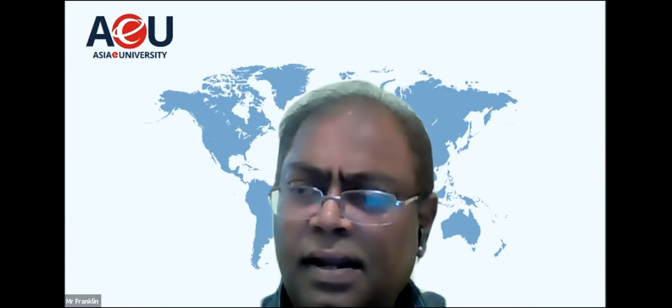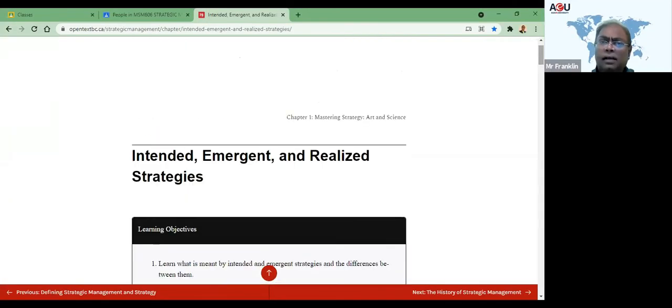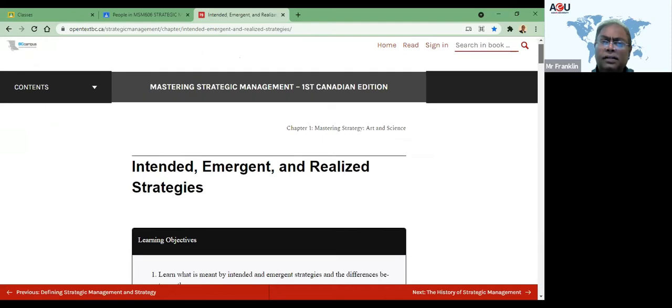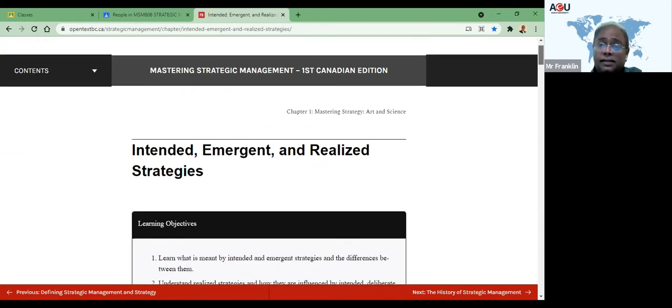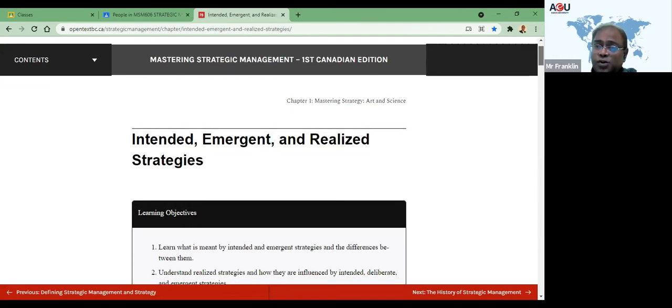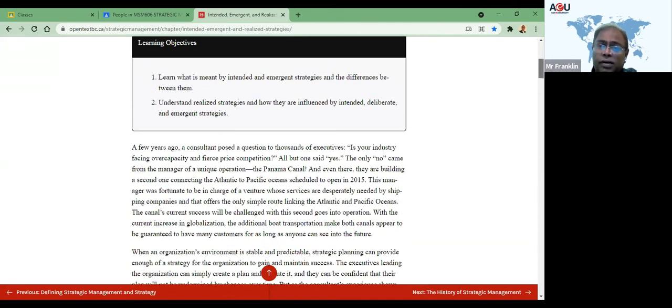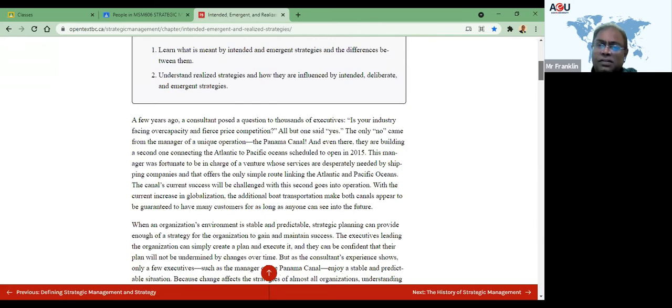There's another article I would like to share. This is from an online article. Maybe I'll give you all the link. I'll put it in the Google Classroom. Now this is a good article. Here it talks about mastering strategy, art, and science. Some good examples are given here.